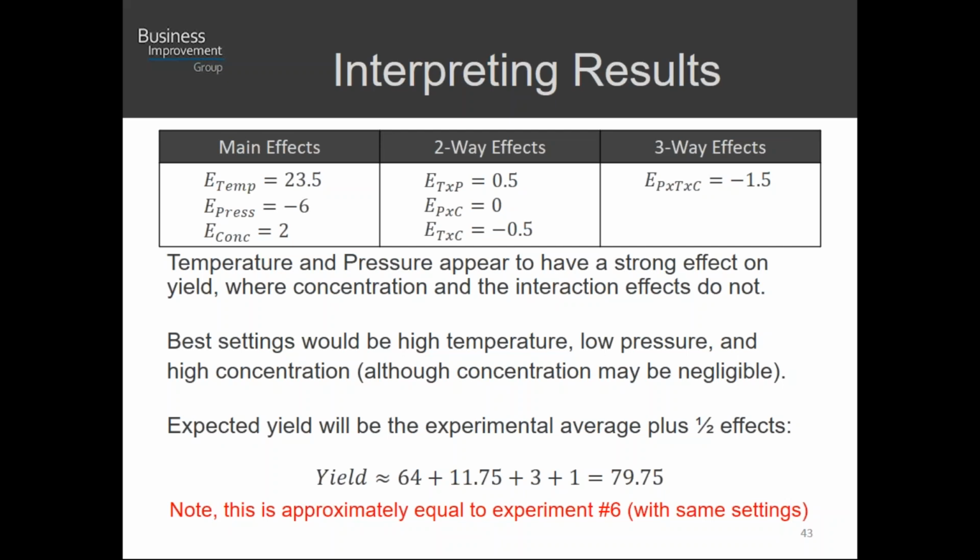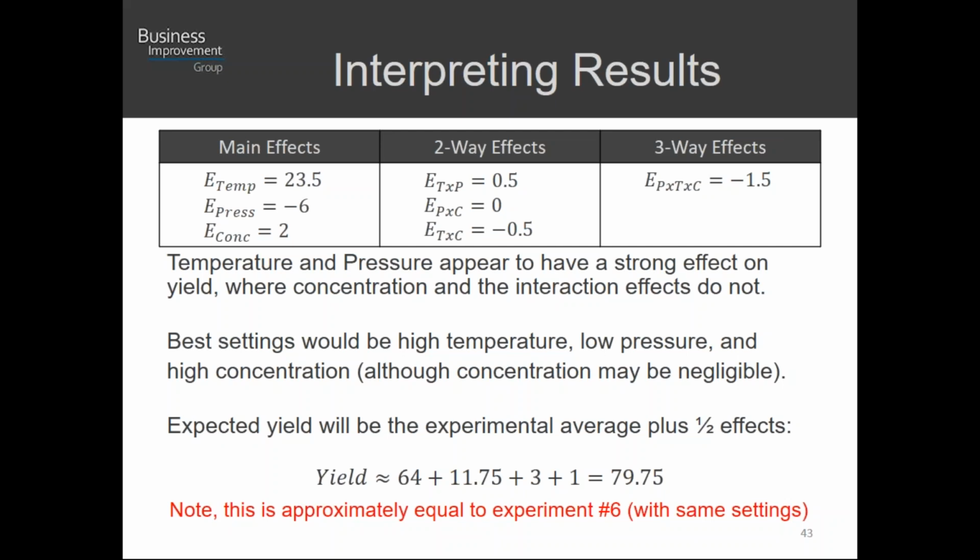Concentration, it's only 2, right? There's still something there, but compared to everything else, if I only wanted to dial in two parameters, temperature is going to give me the best return on my investment. The two-way effects are very small, right? Hardly any, either a half or 0. And the three-way effect, again, is relatively small.